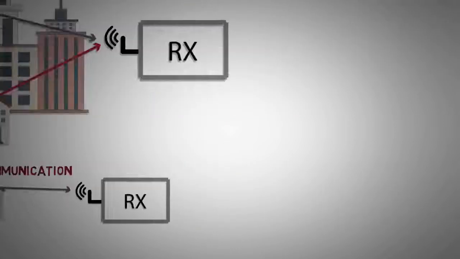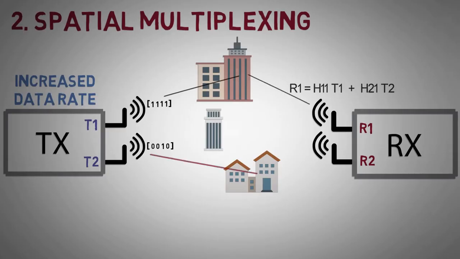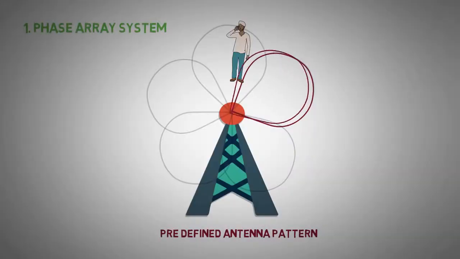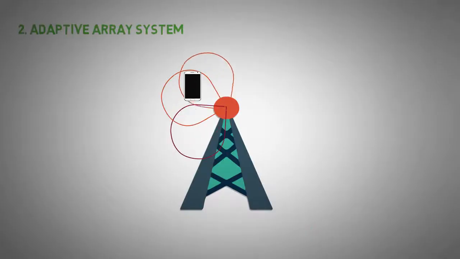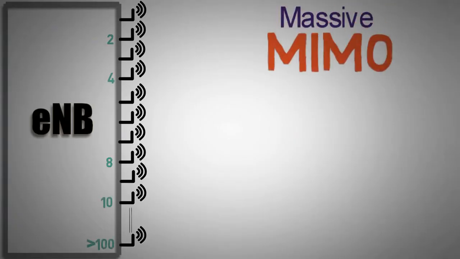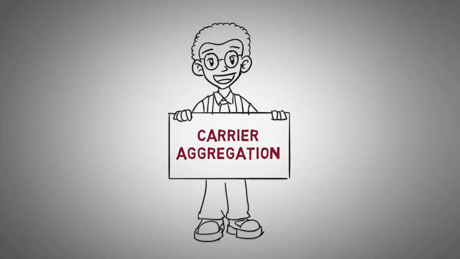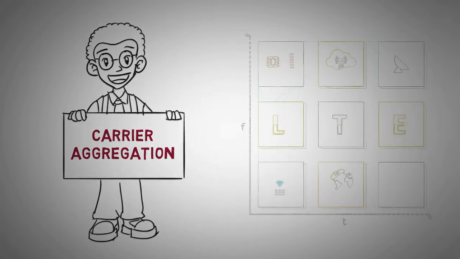So friends, in this brief video on MIMO we have seen how multiple paths increase link robustness and spatial diversity, and link capacity and spatial multiplexing. We have also seen how in future, coverage can be improved using antenna beam forming, and throughput can be enhanced using massive MIMO. In our next video on carrier aggregation technique, we will discuss how throughput is enhanced by combining multiple bands.